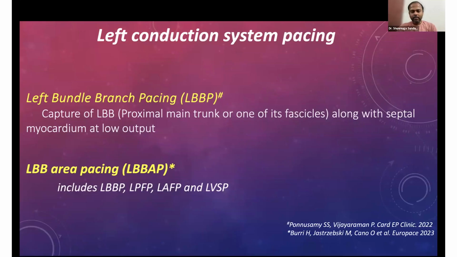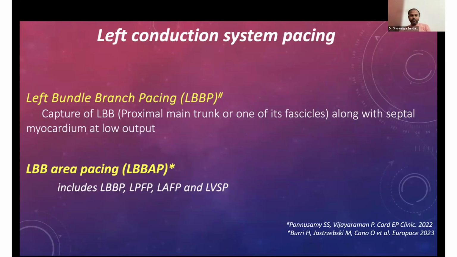Remember, doing left conduction system pacing is probably easier than His bundle pacing, but confirming the capture of the left conduction system is a little difficult as compared to the His bundle. For His bundle, it is all like yes or no, but for left bundle, it is a little complex terminology, which every one of us should understand when you're doing left conduction system pacing.